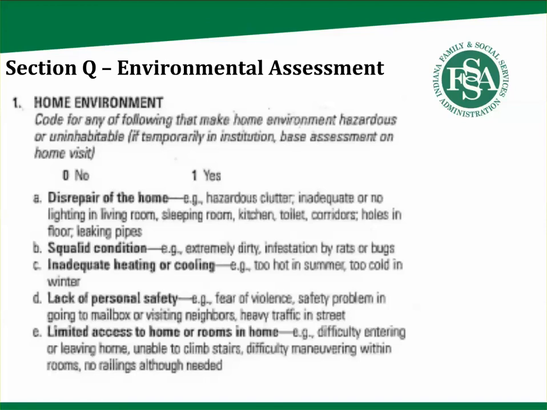And the last one here, limited access to home or rooms in the home. A person may have difficulty leaving or entering the home. Maybe they're unable to climb the stairs, or they have difficulty maneuvering in the home. If they live in an apartment building and there's a broken elevator and they can't get to and from their apartment easily, those are the types of things you're looking at here.